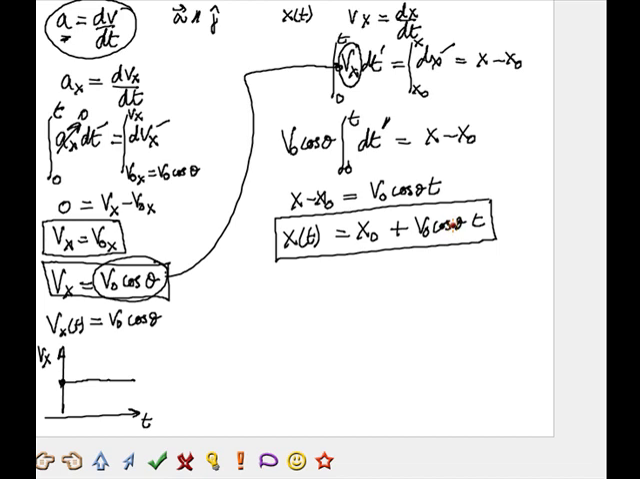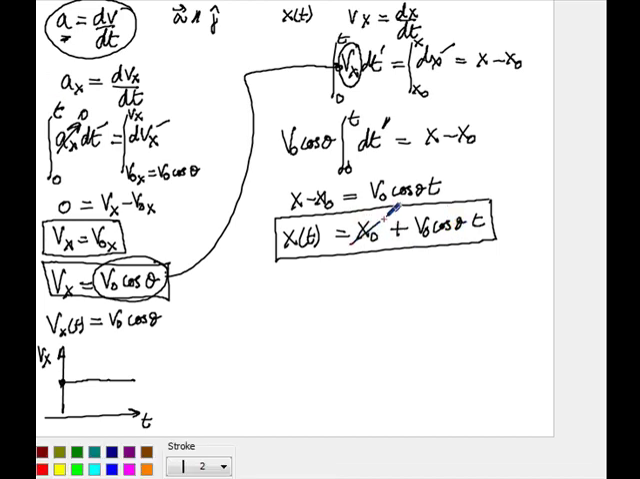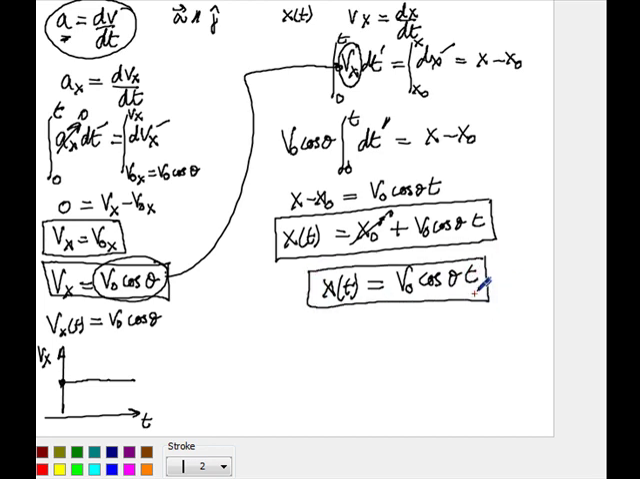Since due to my chosen coordinate system, my x naught is 0, then I can get rid of x naught, and therefore in this particular case, due to the choice of my coordinate system, the functional form of the position as a function of time is nothing else but V naught cosine theta t. So at t is equal to 0, obviously this equation is verified. 0 times V naught cosine theta is 0, therefore the initial position is 0.